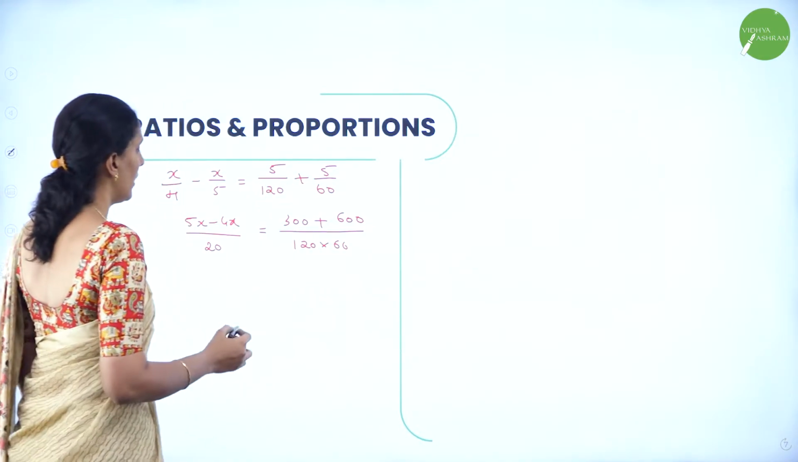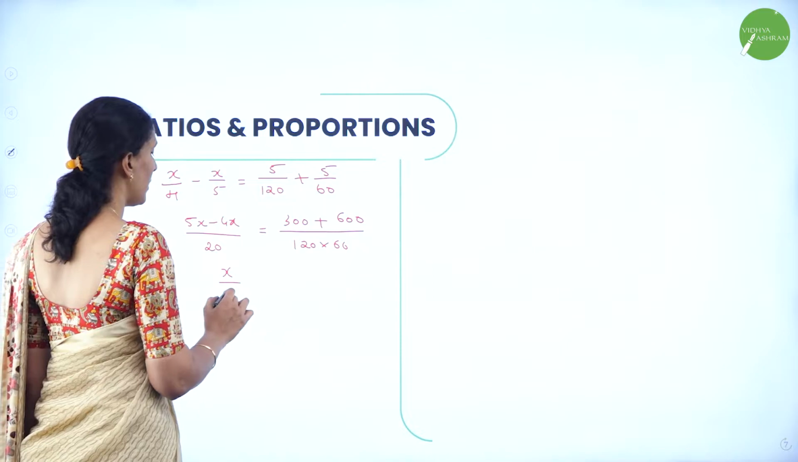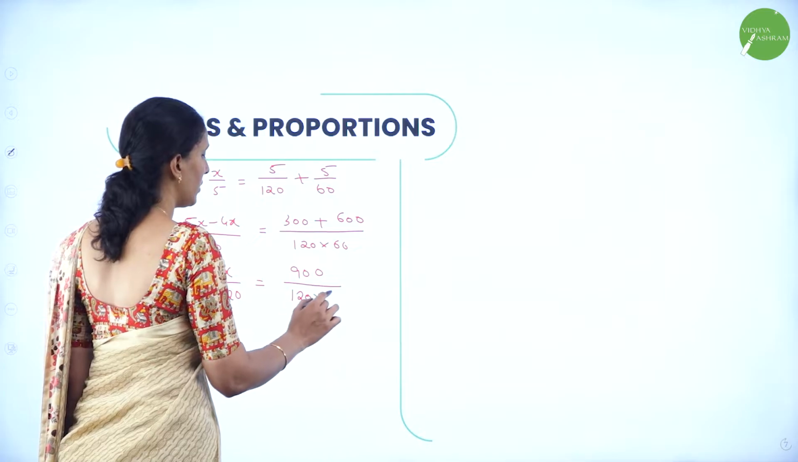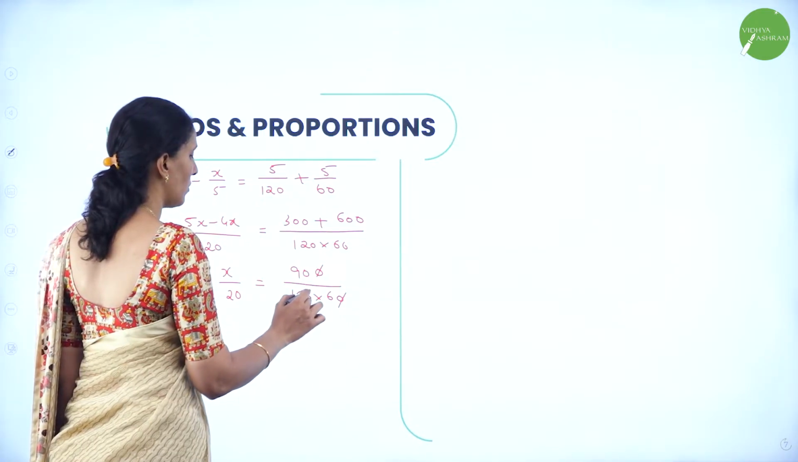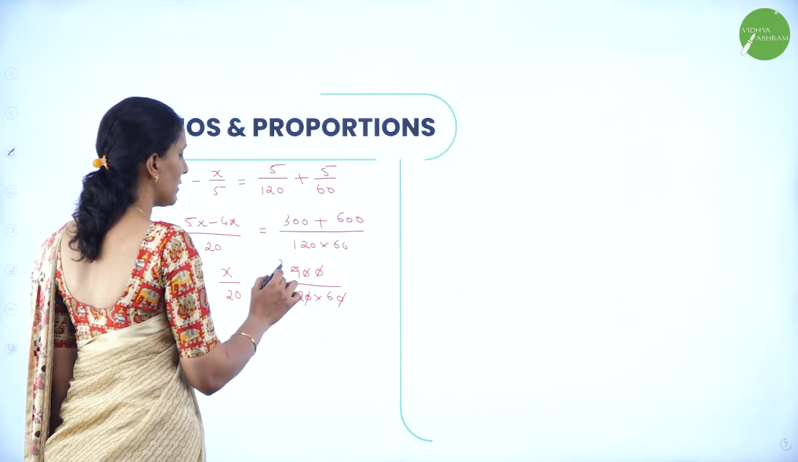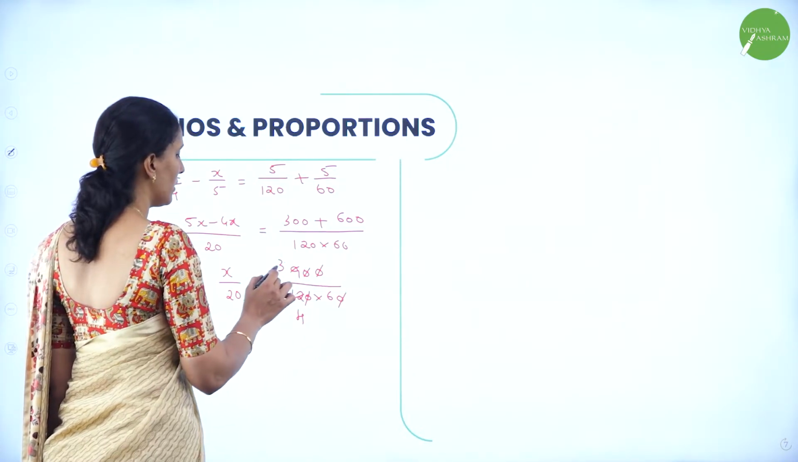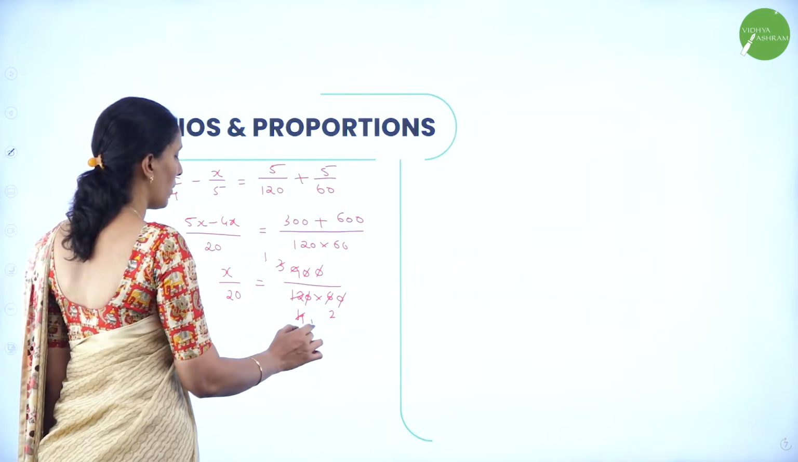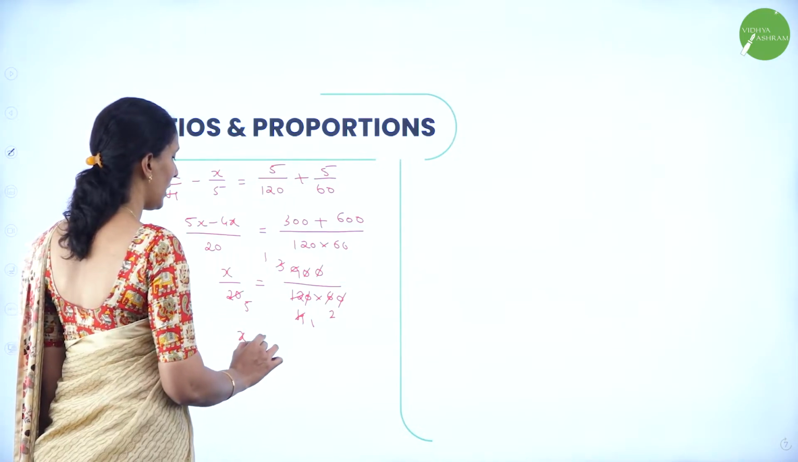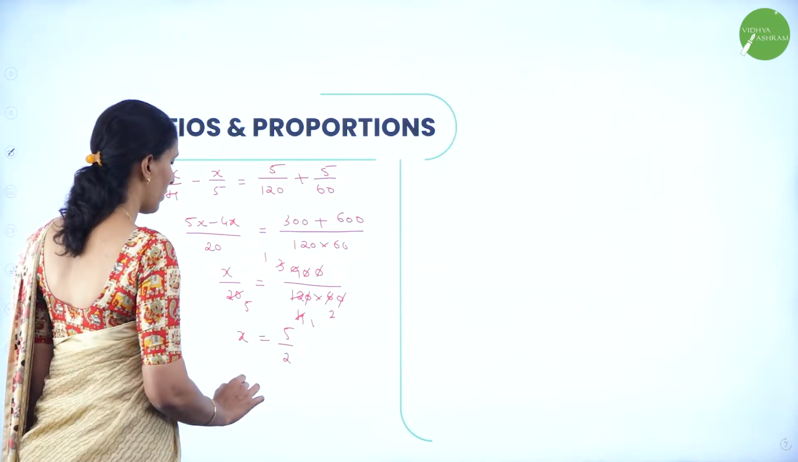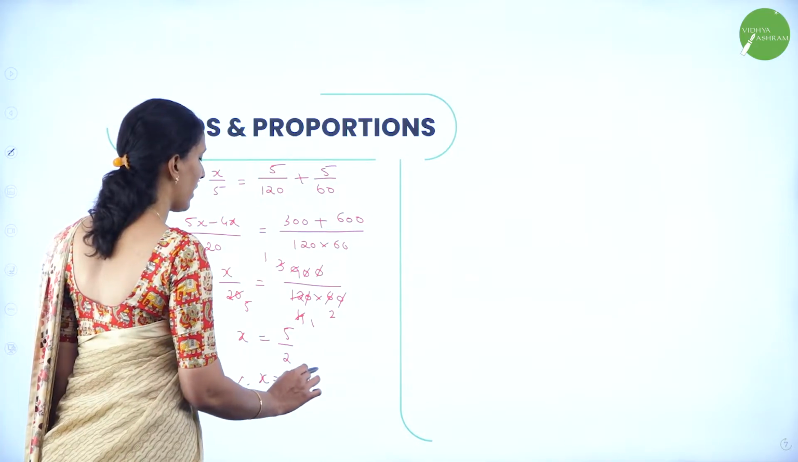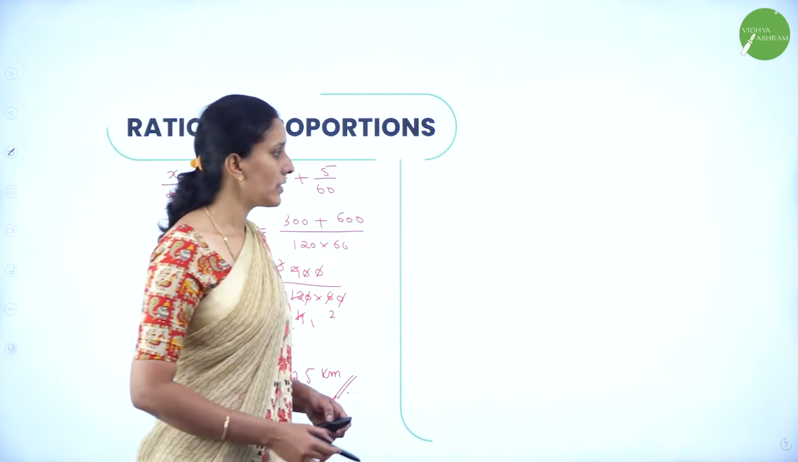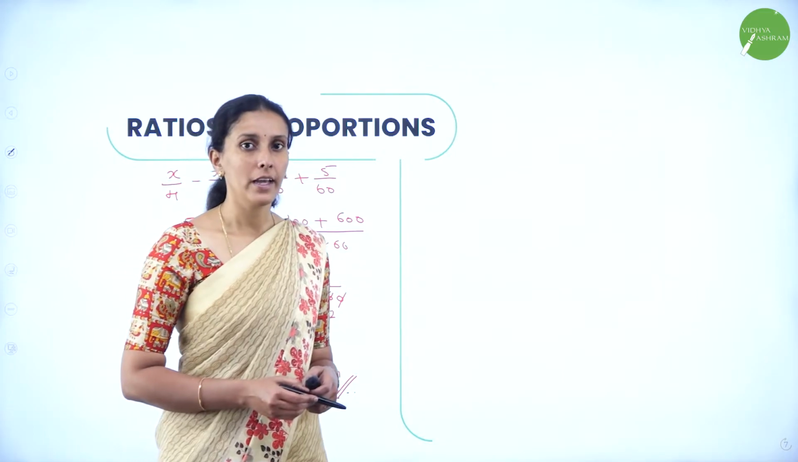Just multiply the denominator. So here I will get x by 20 is equal to 900 divided by 120 into 60. Cancel the zeros. 3 3s are 9, 3 4s are 12, 3 1s are 3, 3 2s are 6. So we have here 4 1s are 4, 4 5s are 20. I'll get x is equal to 5 by 2. So therefore x is equal to 2.5 kilometer. This is the distance of his house from school, which is 2.5 kilometer.